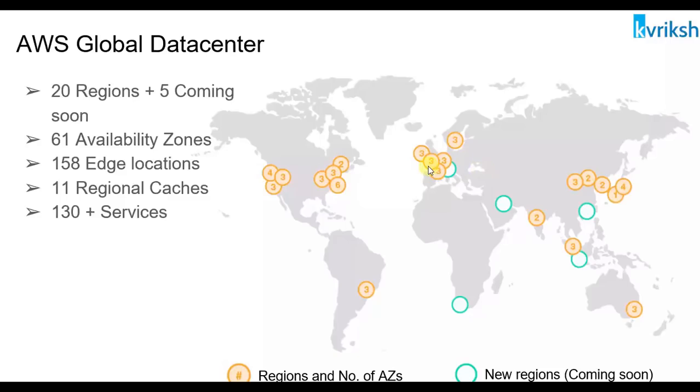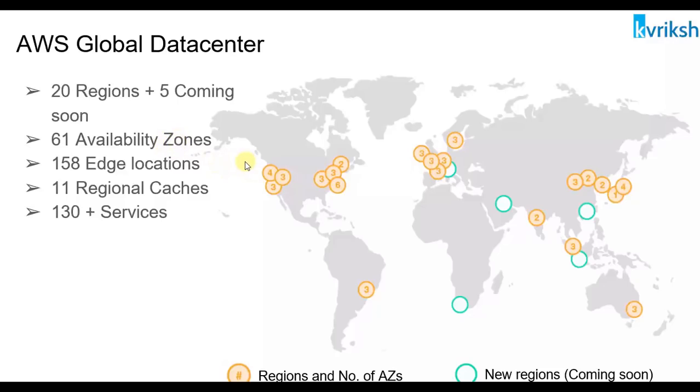Now every region is further comprised of typically 2 or more data centers. That's for high availability of AWS services, and those data centers are called availability zones. We will learn more about it shortly.